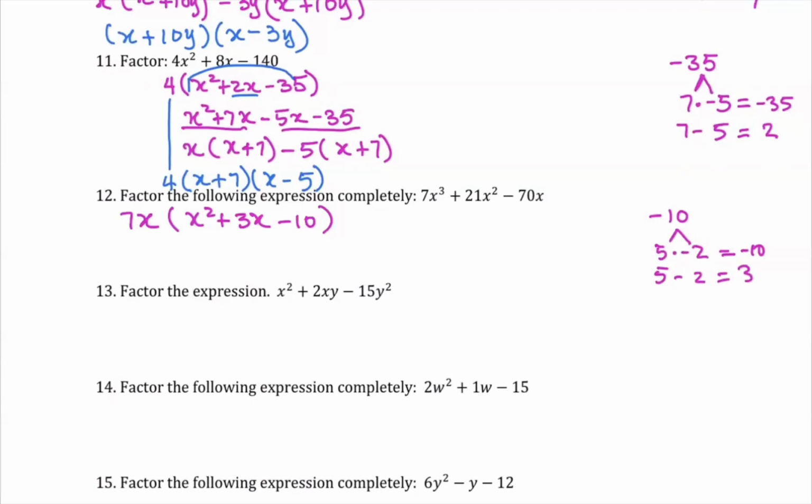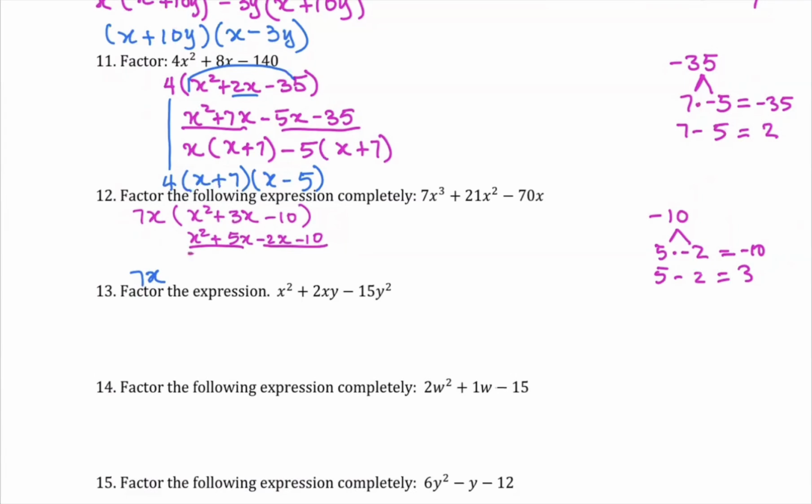Now, let's go ahead and break down the middle term here as 5x minus 2x, so we can factor. And then the final answer we know would keep the 7x out. So that will be x squared plus 5x minus 2x minus 10. And then if we group, the first group will be x squared plus 5x. The second group would be negative 2x minus 10.